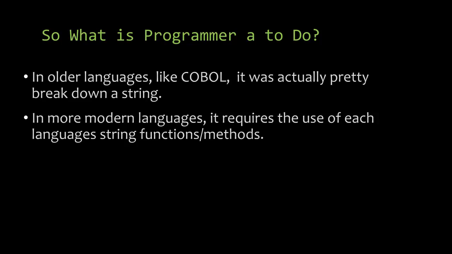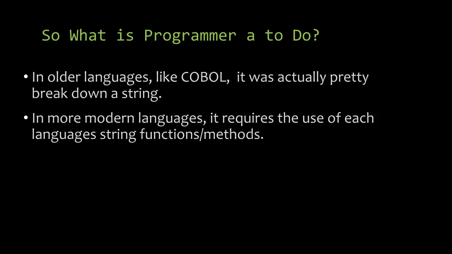In older languages like COBOL, it was actually pretty easy to break down a string. I could go into how, but it was really, really easy. I didn't have to worry about such a thing. But in today's world, modern languages require the use of each language's string functions or methods, meaning there's an inherent method for each string in just about every language that you run across. C is actually getting more and more, and so I guess it actually has them too. So in every language you should find these things called string methods, and you can look them up.